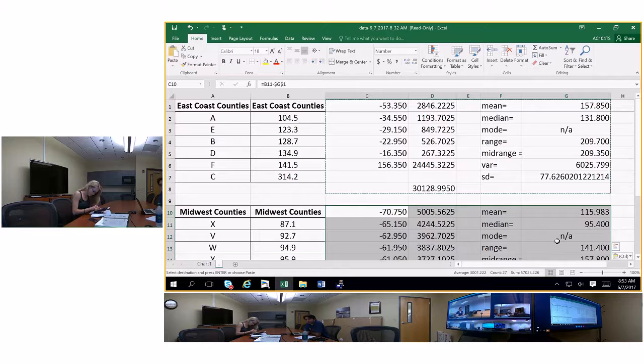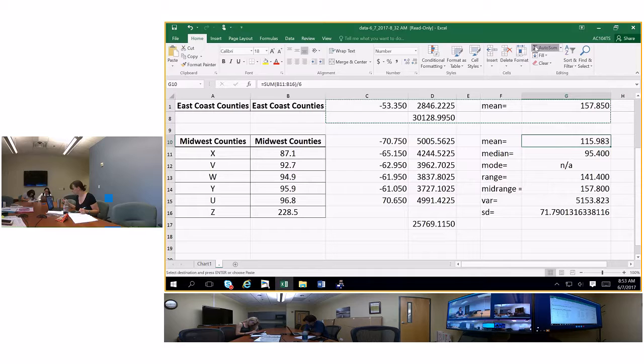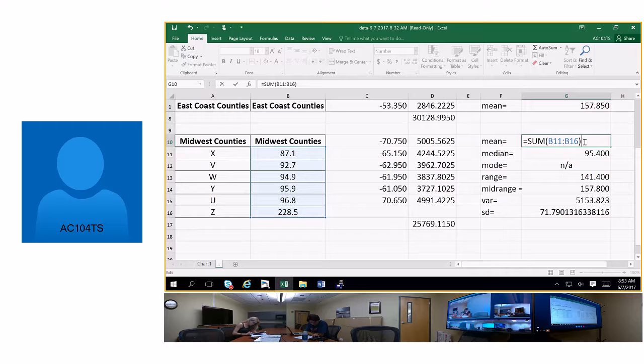I got the variance, and the standard deviation you get by adding the 1.35. Hold on a second. Let me check a couple of things before I answer your question.